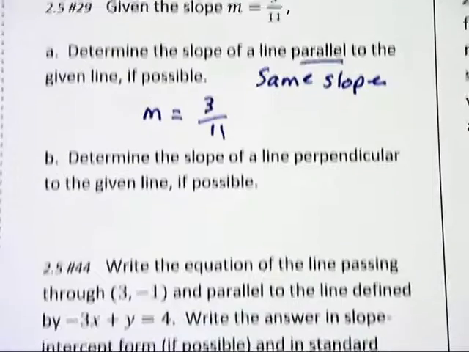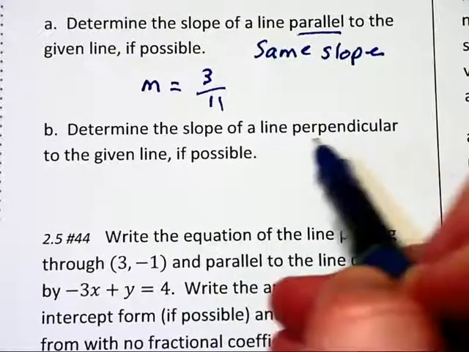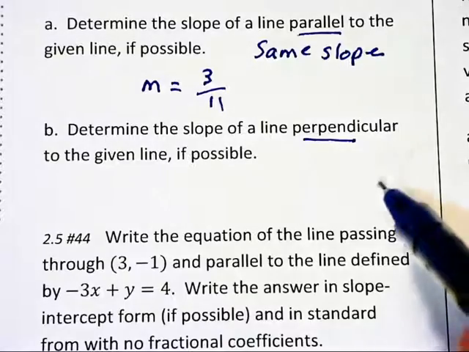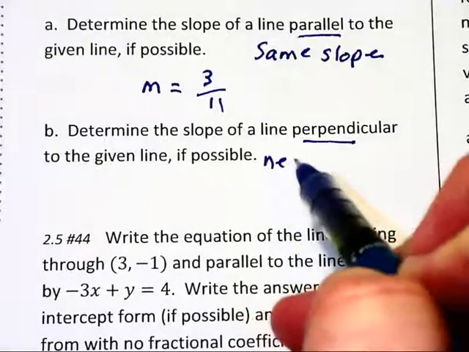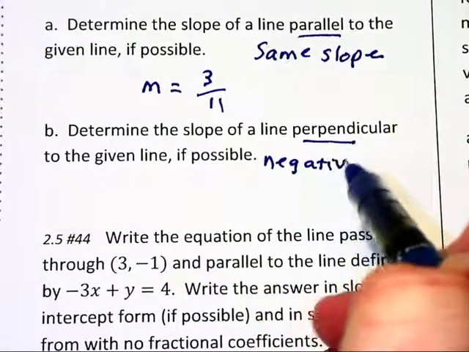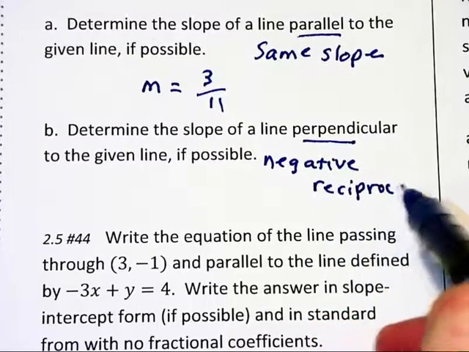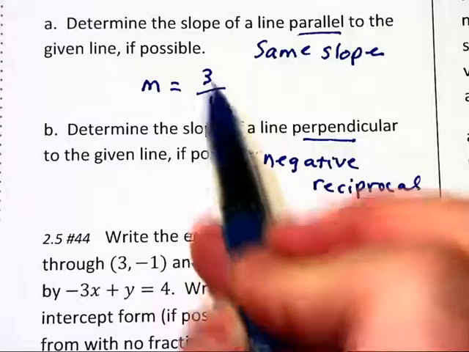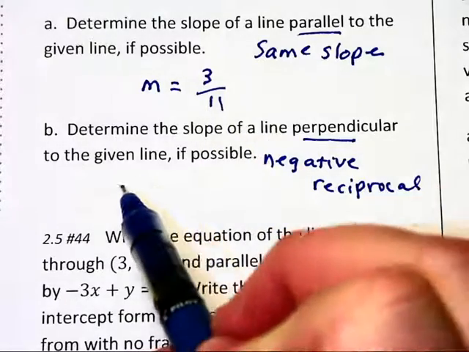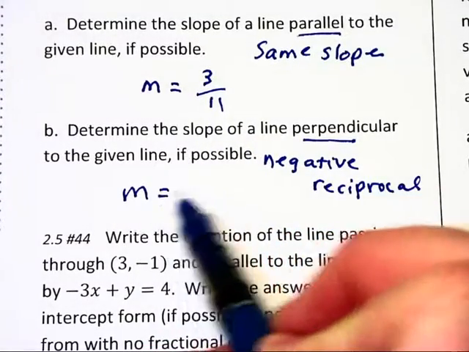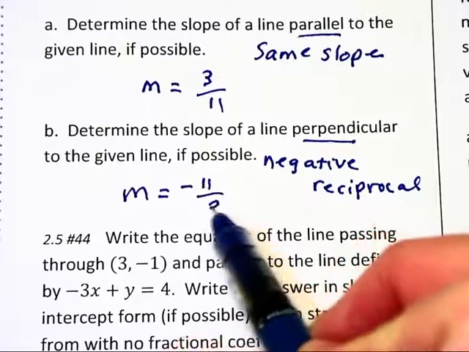Now, we want to find the slope of a line which is perpendicular to the given line. Usually we say that a perpendicular slope is a negative reciprocal or an opposite reciprocal of a given slope. And so flip it over to 11/3 and change the sign, and we're going to have m is equal to negative 11/3.